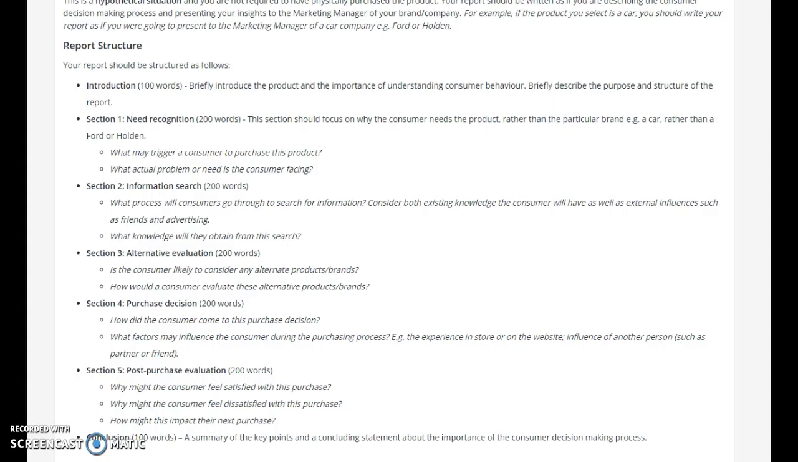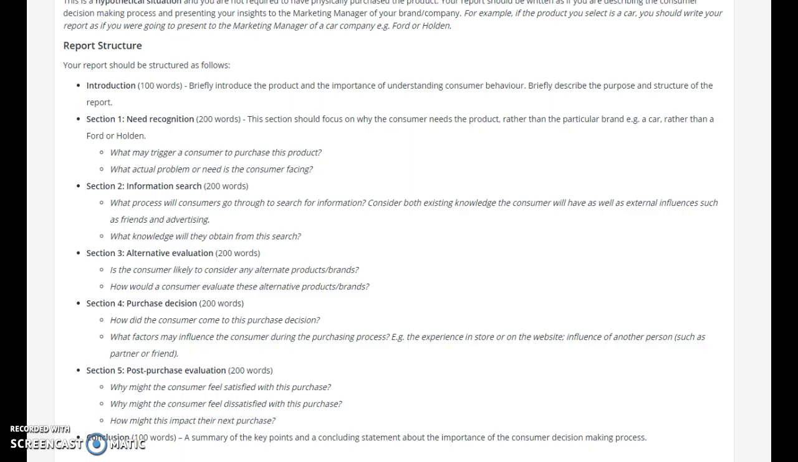So this is where you could bring in an imbalance between a desired and actual state and provide examples relating to your product as to what may trigger that. And give a few different examples of what may trigger, not just one. We're presenting an overall marketing strategy to a company. So they need to not just think about one consumer, but why different consumers might want to purchase this product.